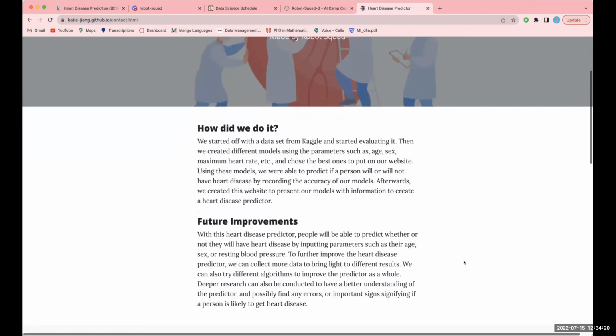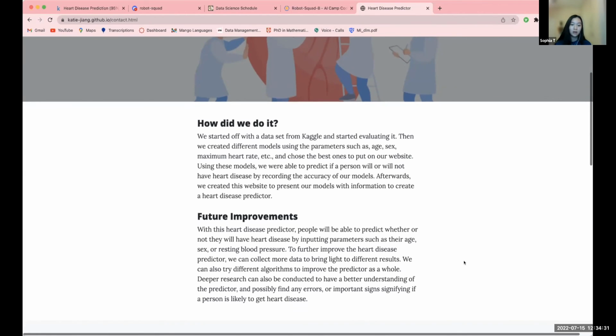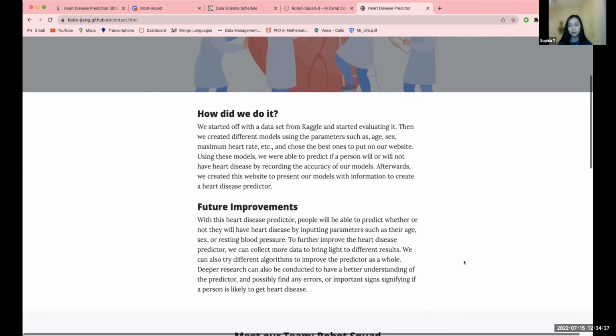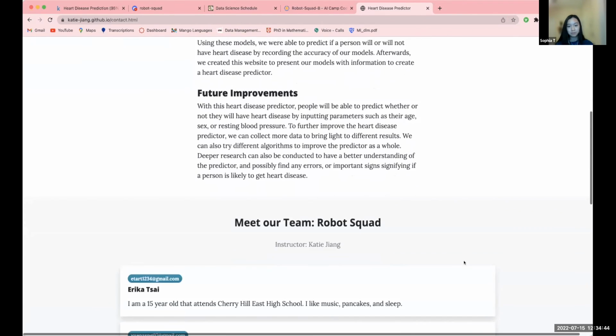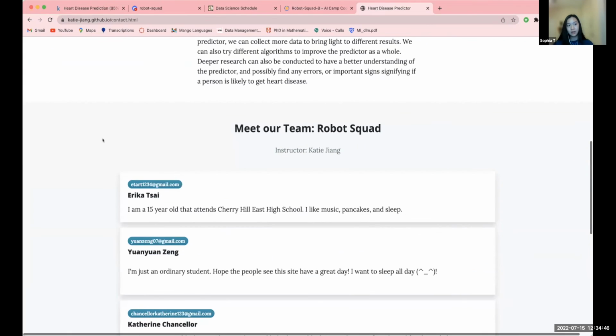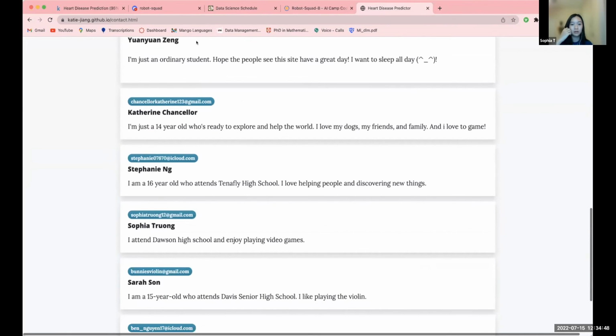And so for some future improvements for our heart disease predictor, we could collect more data to bring light to different results. And we could also try different algorithms to improve the predictor as a whole. And we could get some deeper research to have a better understanding of the predictor to find any errors or important signs signifying if a person is likely to get a heart disease. And here's our team. And now I will show you our heart disease predictor that we made.